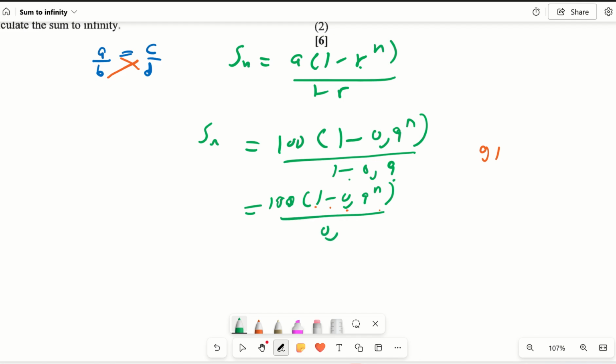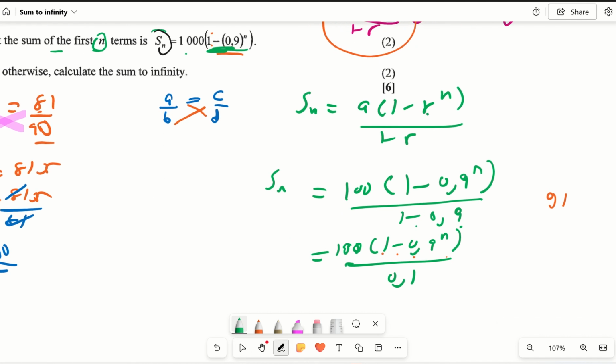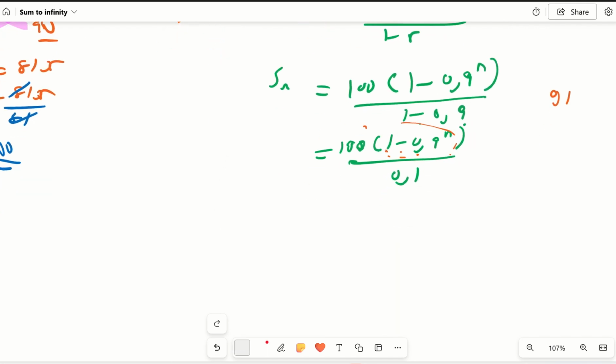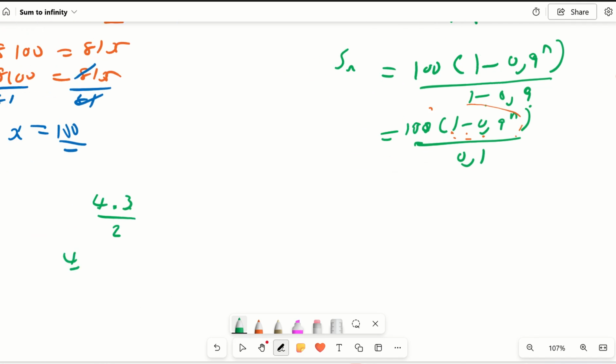Over 1 minus 0.9, this gives us 0.1. Then you go back and check: am I getting closer to the destination? You see I've got 1 minus 0.9 to the power n there. And then what do I need to have outside? The 1,000. So this must give you 1,000 somehow, because everything else is the same. Now, you guys know that, just as an example, 4 times 3 over 2 you can also write as 4 over 2 times 3.